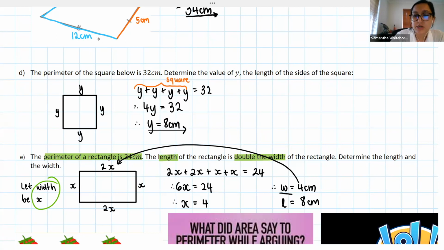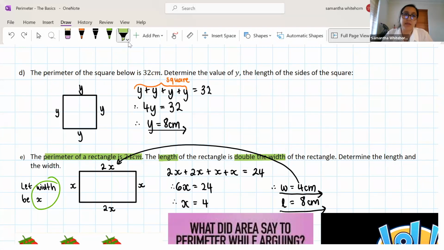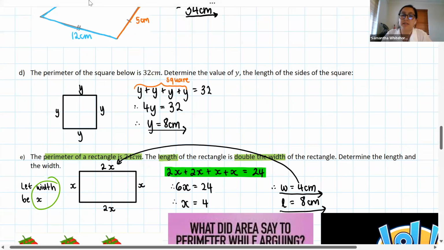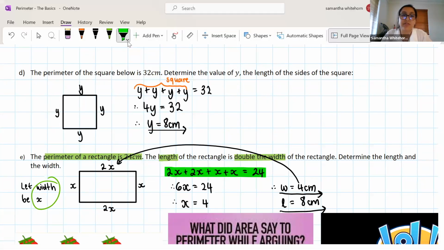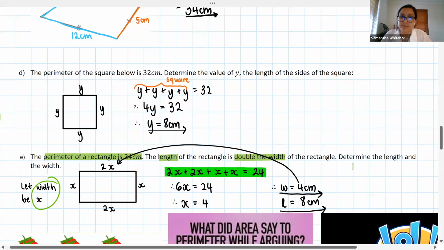Then again, double check yourself. If these widths are 4 and these lengths are 8, 8 plus 8 is 16, plus 4 is 20, plus 4 is 24. There are always ways to double check whether or not what you've done is correct. And like I said, I would really recommend becoming more comfortable with starting this working out by setting up an equation. It's what we're eventually going to expect you to do anyways, so you might as well start practicing it.